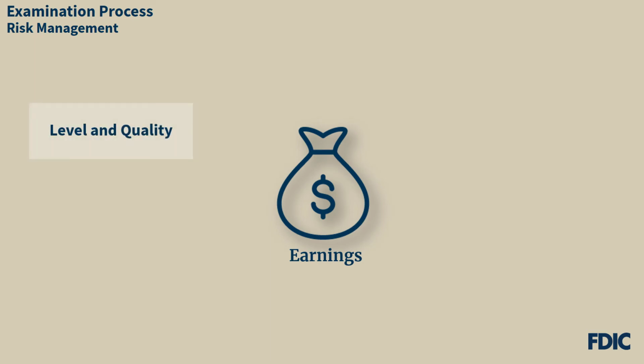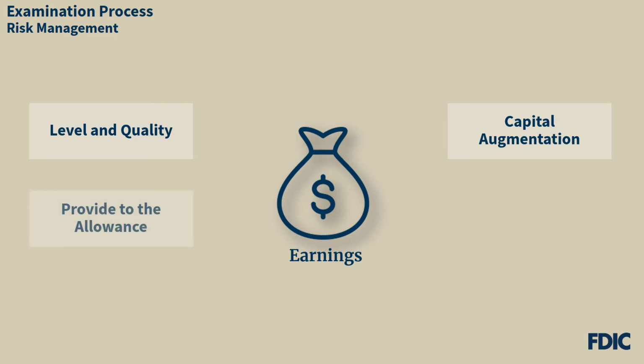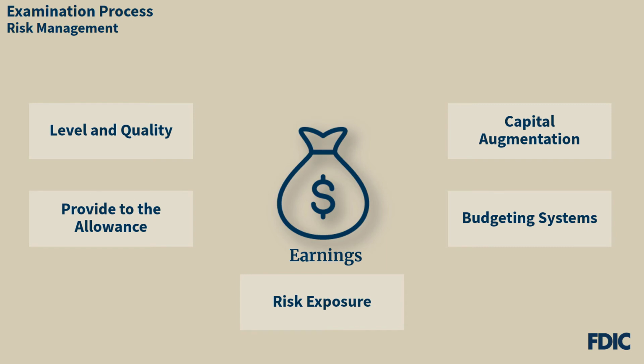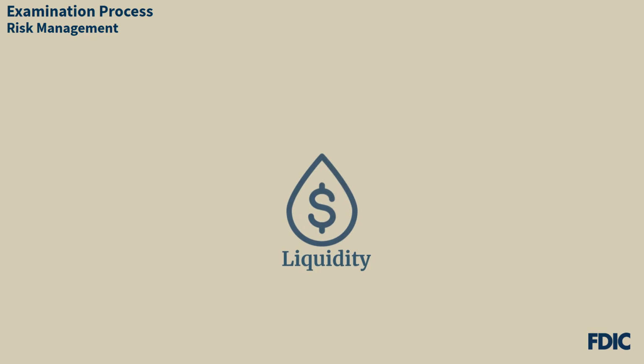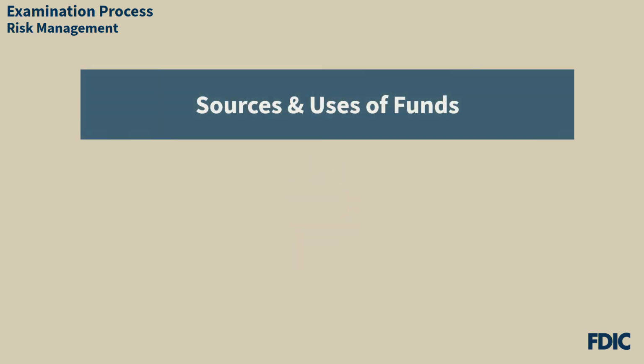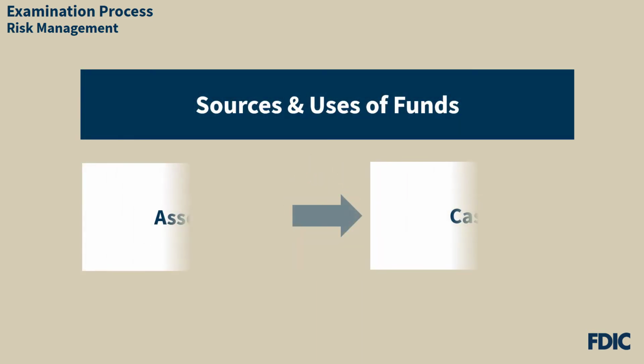Much like with capital, we ask, is it sufficient given the level of risk? And are earnings sustainable, or do they come from non-recurring sources? Likewise, can earnings provide for capital augmentation and provide to the allowance for losses? We also review the adequacy of budgeting systems. Finally, we consider risk exposure, such as interest rate or credit risk, and then determine the impact that could have on future earnings performance.